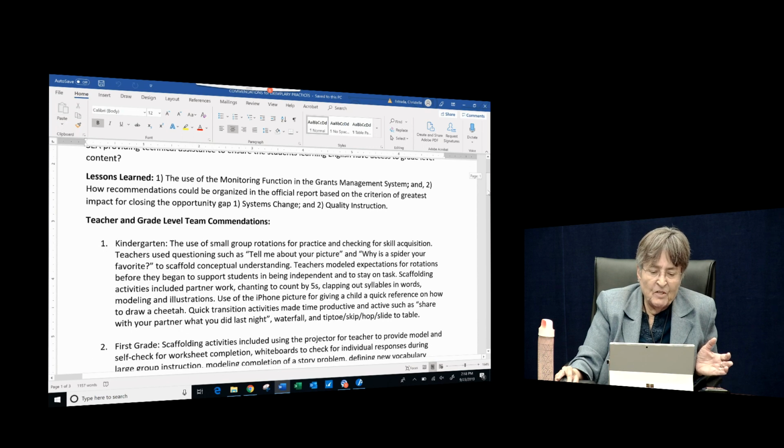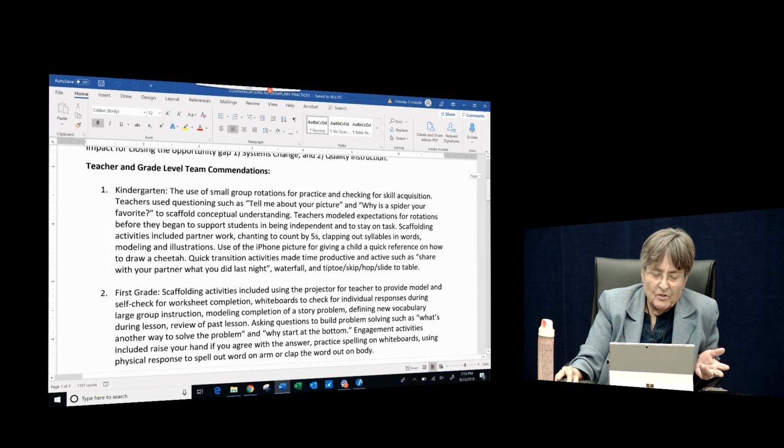Okay, and so here's just a couple. So this was a kindergarten. The use of small group rotations for practice and checking for skill acquisition. Teachers use questioning such as, tell me about your picture. Why is the spider your favorite? To scaffold conceptual understanding. Teachers modeled expectations for rotations before they began to support students in being independent to stay on task. Scaffolding activities included partner work, chanting to count by fives, clapping out syllables, and the use of an iPhone picture for giving children quick reference on how to draw a cheetah. So, all of these things are really great practices for scaffolding instruction.